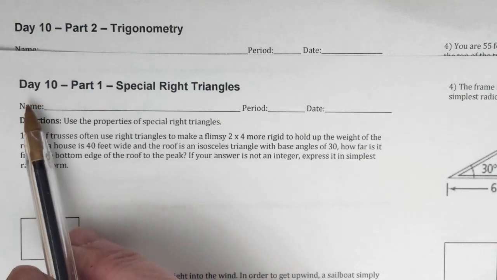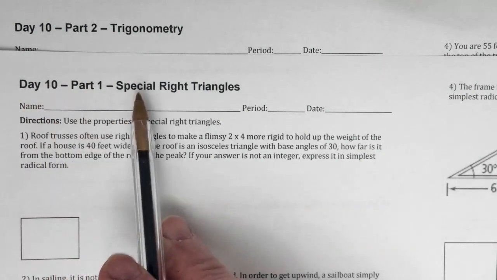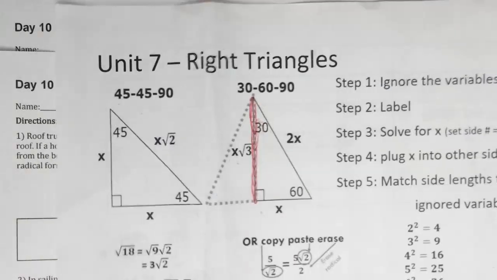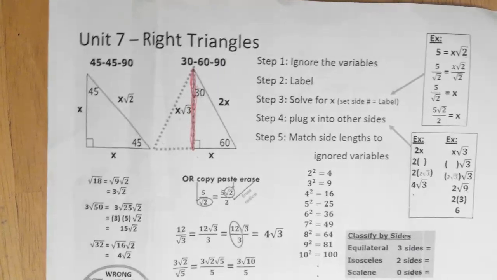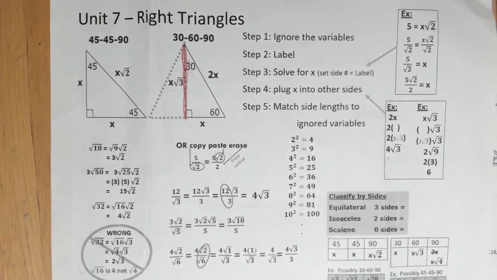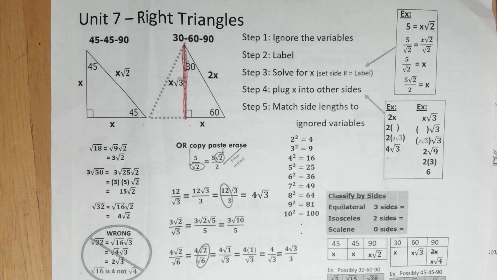We're going to be doing day 10 of our EOC review. Part 1 is on special right triangles, and part 2 is on trigonometry. Now, before we start, let's go ahead and look at this very important information here. I definitely suggest that you take a picture of it if you don't already have these hot topics pages. Let's talk about this a little bit.